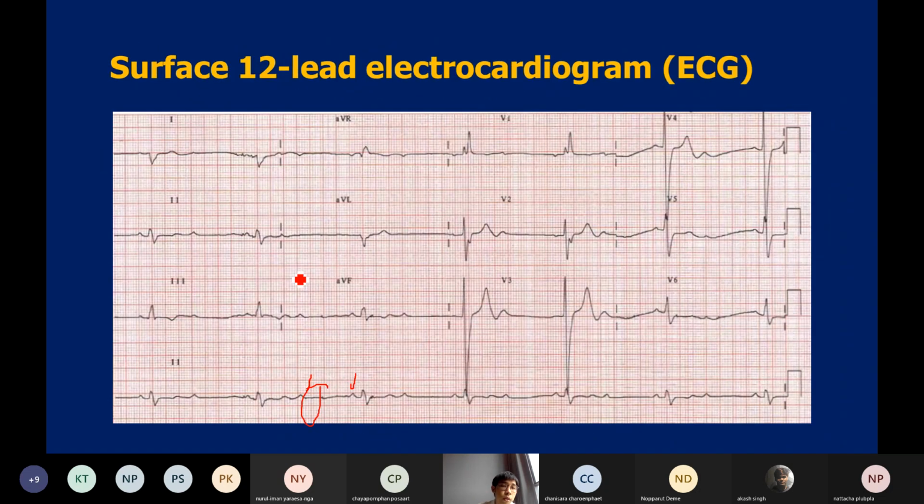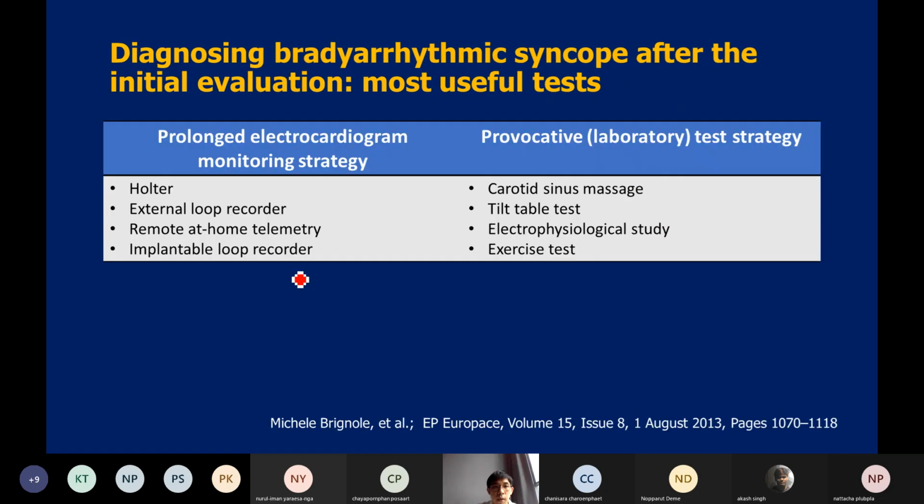I just want to tell you that most patients can be diagnosed with simple tools like ECG. But some patients come in with syncope or other symptoms that suggest bradyarrhythmia, and every time we do the ECG it is normal. That doesn't mean she or he doesn't have a conduction system abnormality. We have to investigate further.